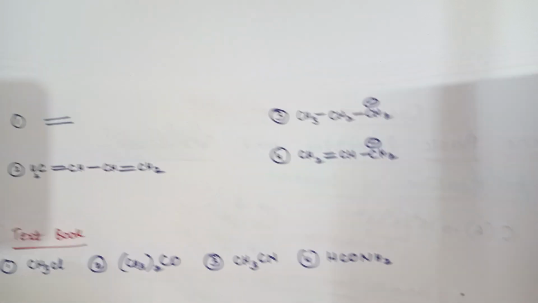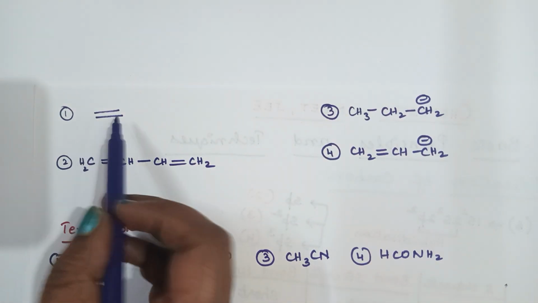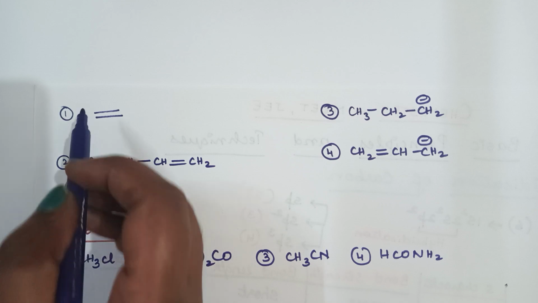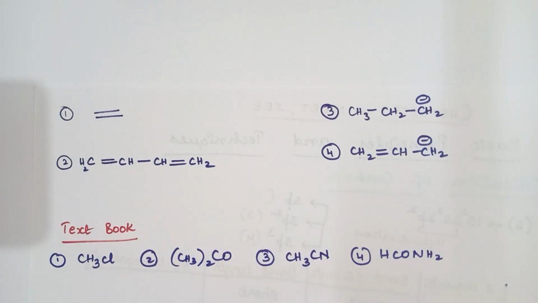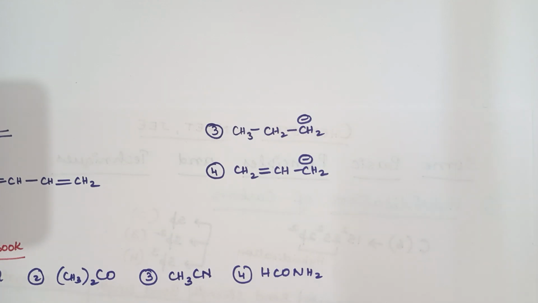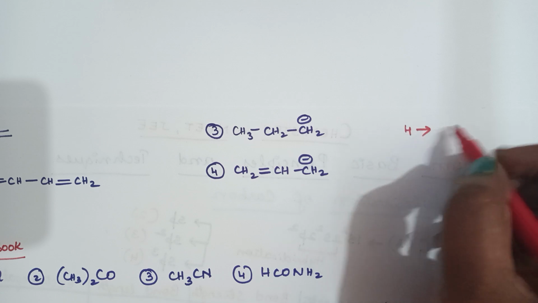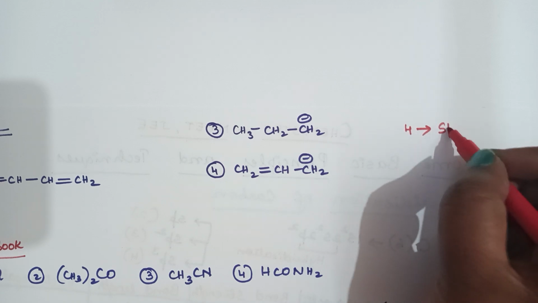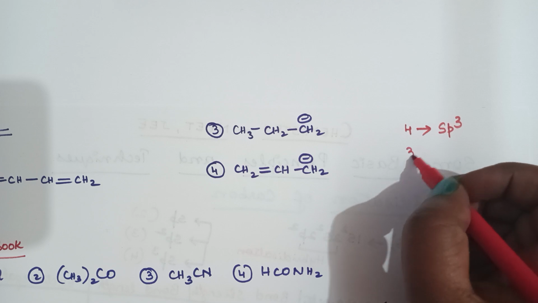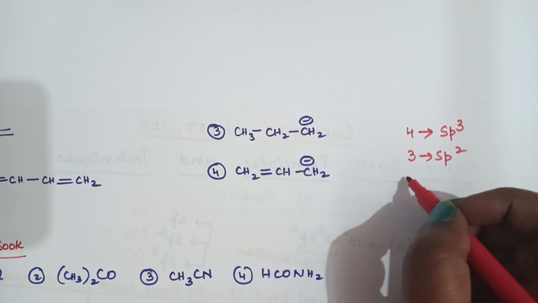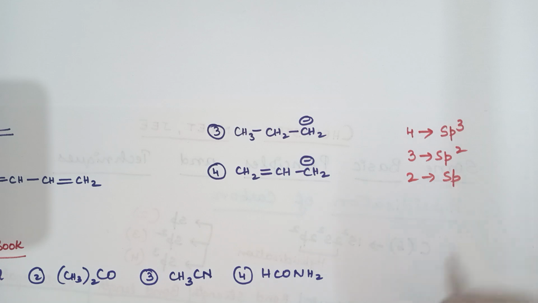Now we will take some examples and solve them. Students, this is the first example, which is ethene, that is CH2 double bond CH2. First we will write here: if hybridization is 4, it will be sp3 hybridization. If it is 3, sp2. If it is 2, then it is sp hybridization. This is what we have to remember.